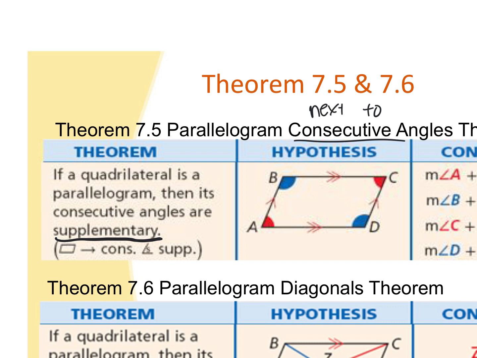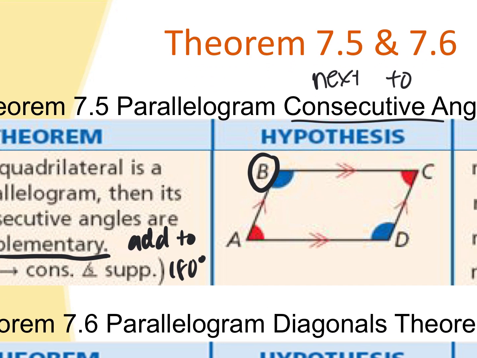What does supplementary mean? They add to 180 degrees. So adding 2 angles that are next to each other must sum to 180 degrees. So let's focus on angle B. Angle B plus what angle will add to 180 degrees? Angle B plus angle C. Very good. Angle B plus what other angle will add up to 180 degrees? A.